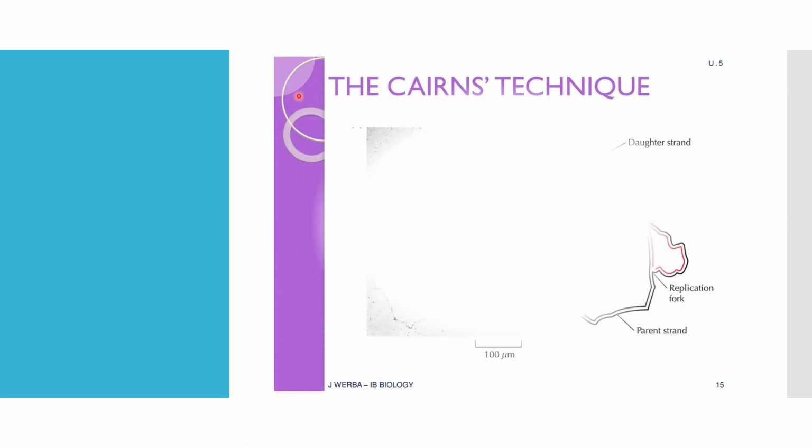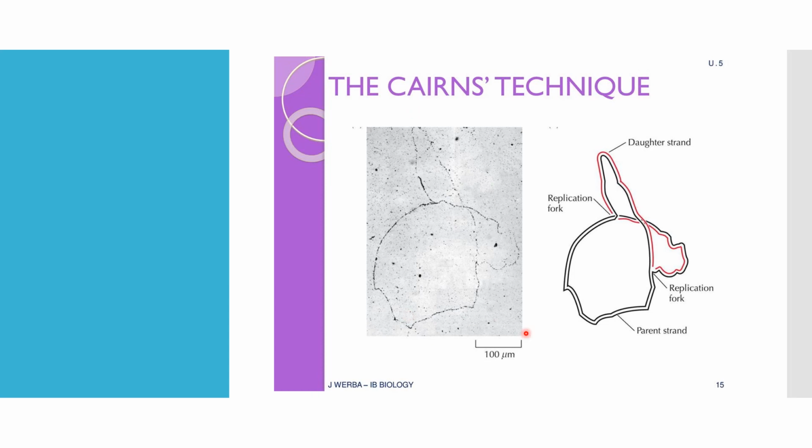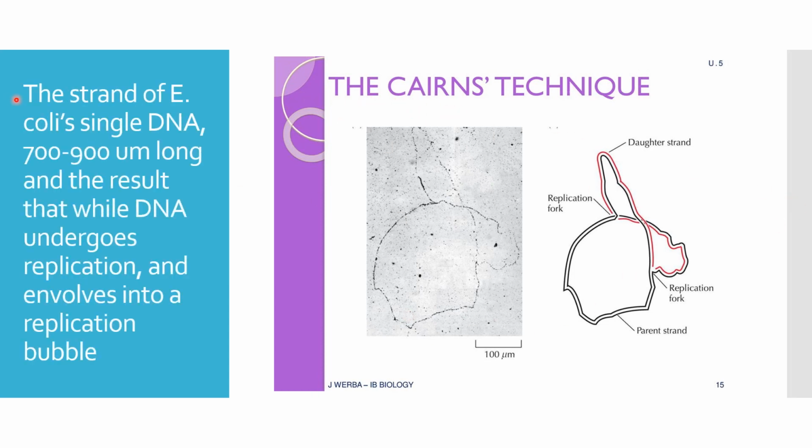And finally is the original data observed from Cairn's technique. In this observation, the strand of E. coli's single DNA is about 700 to 900 micrometers long, and the result shows that while DNA undergoes replication, it evolves into a replication bubble, like the image you have shown, with parent strand and daughter strand.